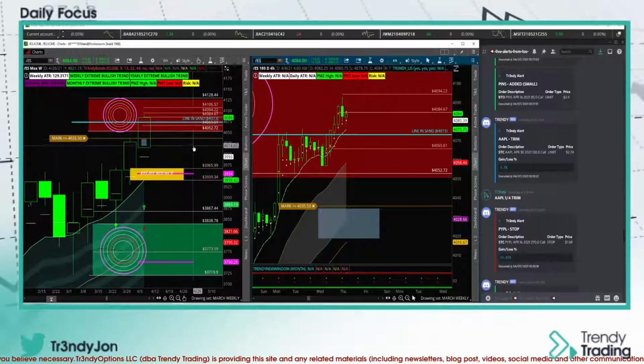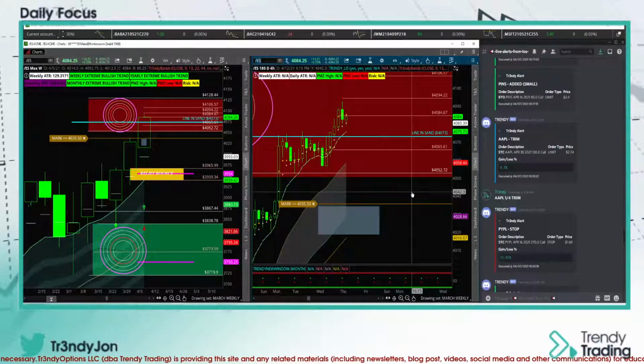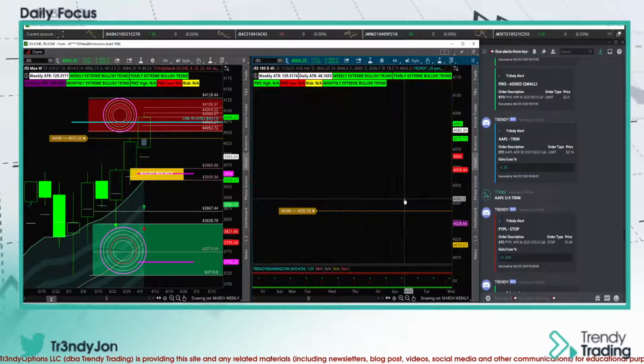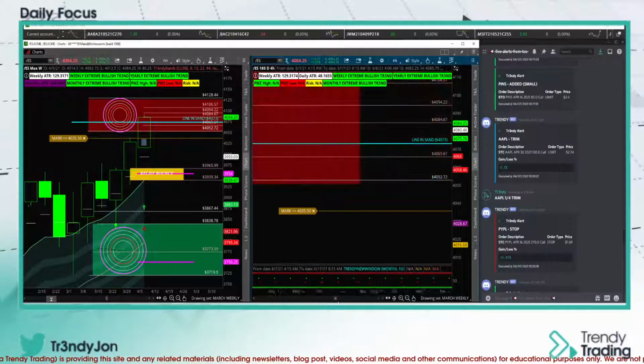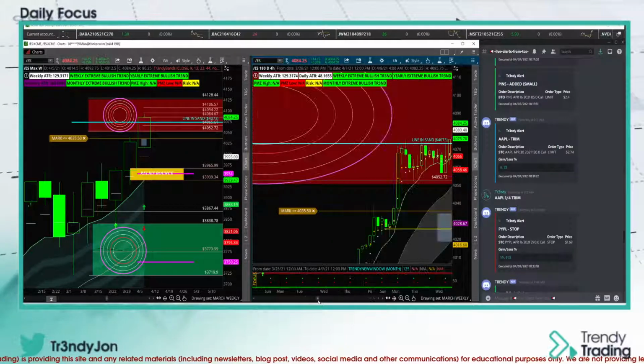So far, ES is up about 14 points. That's equivalent to about $1.40 in the SPY. So again, 10 points for the ES equals about $1 in the SPY.